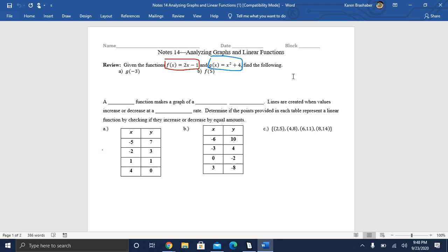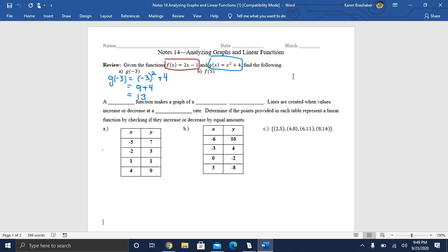So our first problem says to do g of negative 3. So for g of negative 3, you want to be sure that you're using the rule for g. So g of negative 3 equals, and now when you put in your negative 3 as your substitute for x, you want to be sure to use parentheses. And then it says to square that and add 4. So negative 3 times negative 3 is 9. And then we'll do plus 4. And g of negative 3 turns out to be 13.